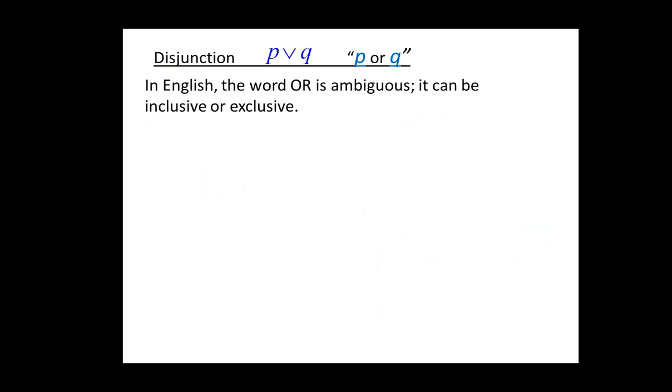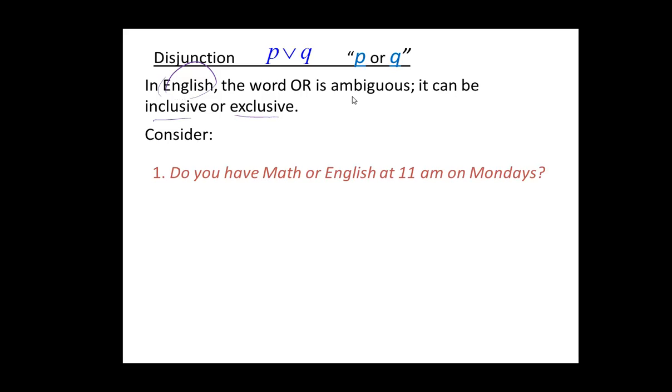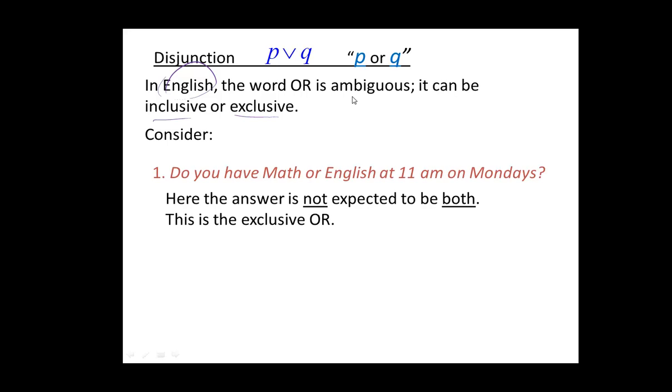Now, with "or" in spoken English, there's really some ambiguity. It might be what we call inclusive, or it might be what we call exclusive. Consider this statement: do you have math or English at 11 a.m. on Mondays? You're not expected to say, "Oh, I have math and English at 11 a.m." That's not a likely answer. So here the "or" is really an exclusive or. One would exclude the other. You're not going to have both.